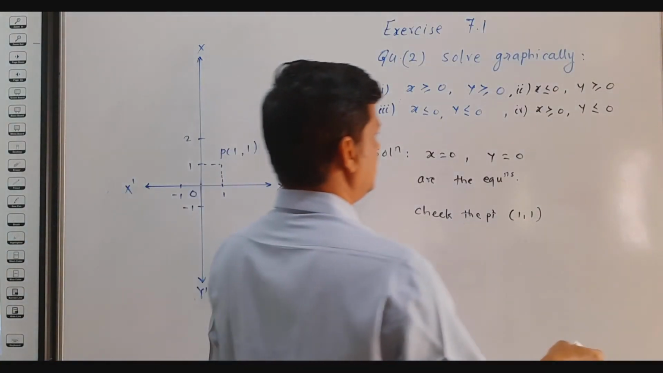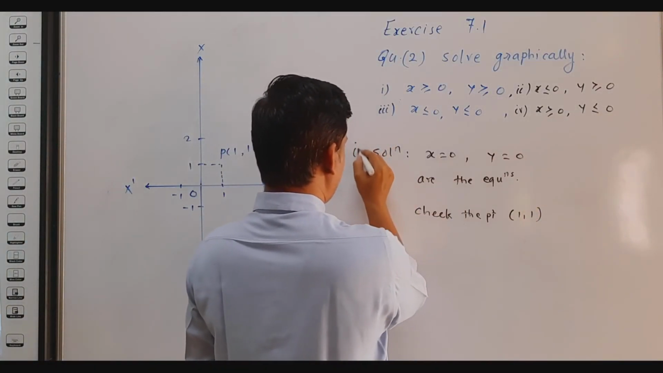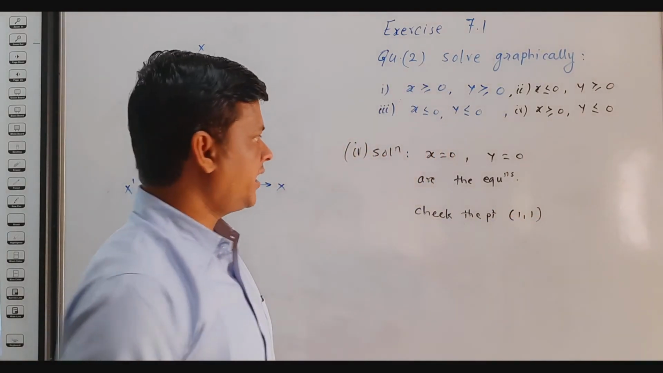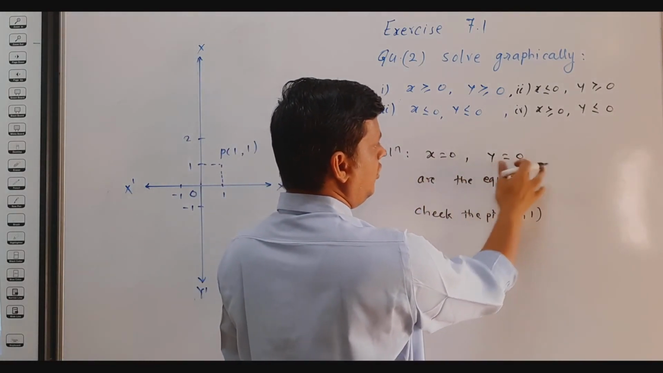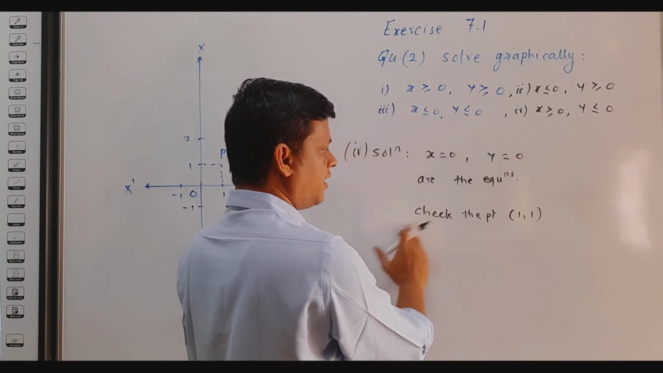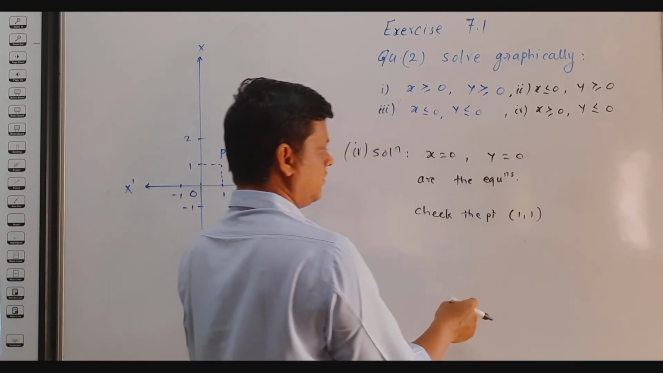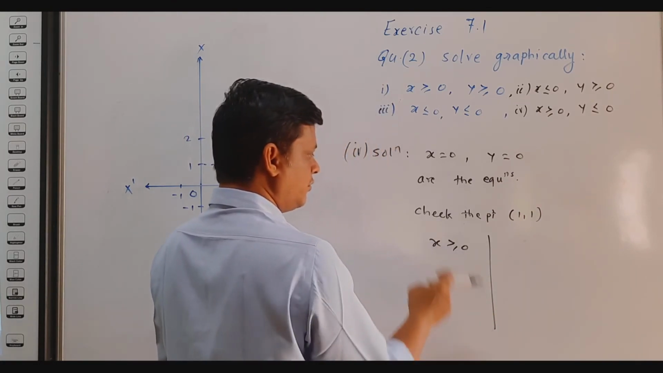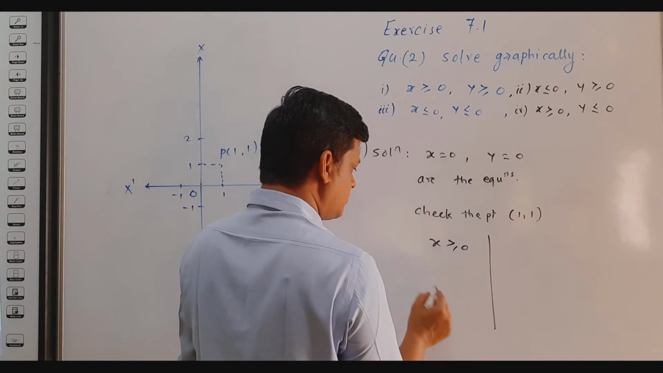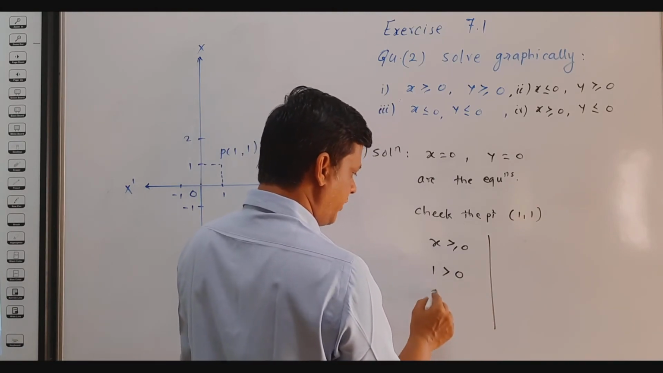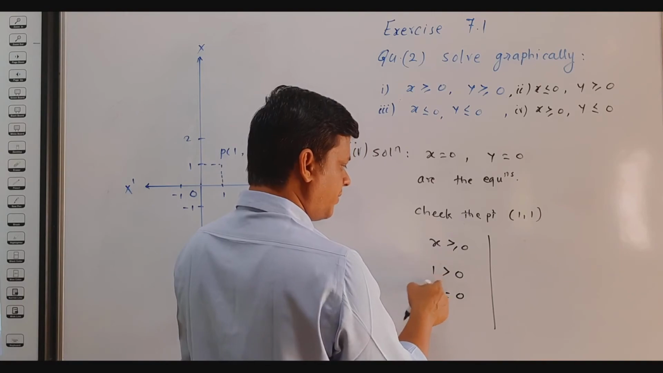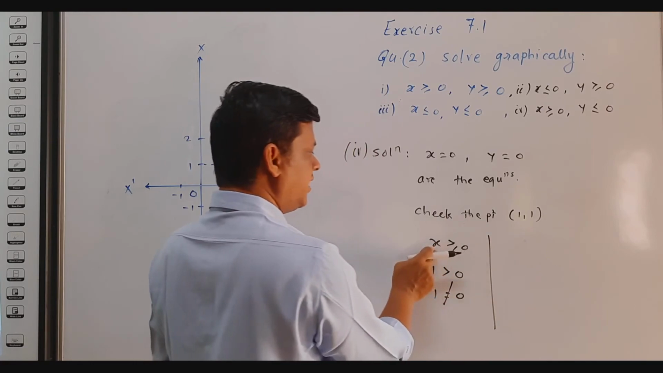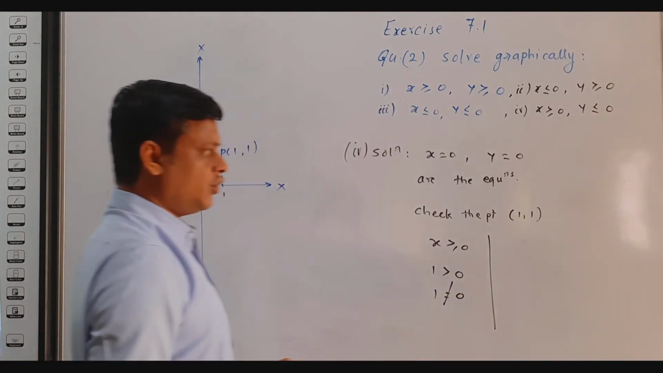Now see last sub question. Inequalities are x greater or equal to 0, y less or equal to 0. So we write the equations x equals to 0, y equals to 0. So we check the point 1 1. So first inequality is x greater or equal to 0. So we replace this x by 1. So 1 greater than 0 and we have to check 1 equal to 0. So this first condition holds. That means this point satisfies this inequality x greater or equal to 0.